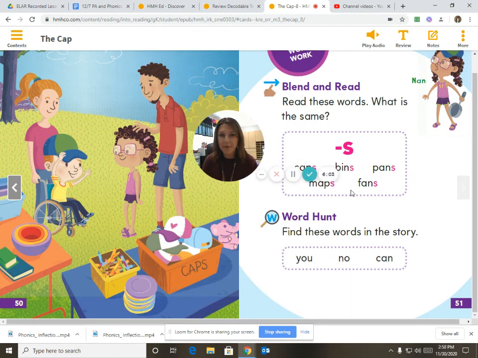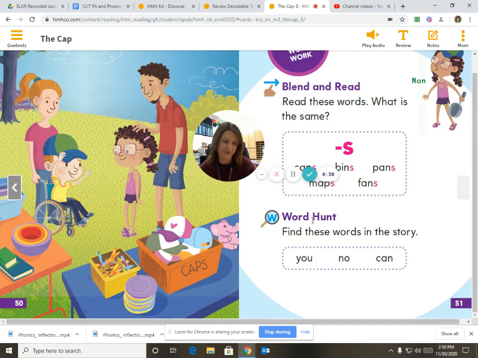I want us to think about both stories, and how they're similar. So let's think about a first question together. You can say this out loud, or tell someone next to you, or raise your hand and have your teacher call on you. Who are the main characters in both stories? Think about who the two main characters were in both stories. Good job, Nan and Dad. They were both in the cap and in cans and bins.